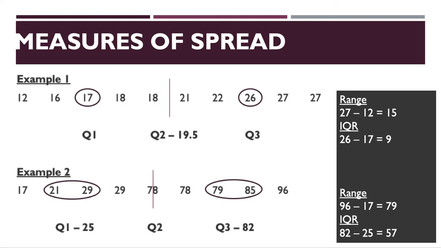Notice the range and IQR for the second example is much larger than the range and IQR for the first example, which makes sense because there's much more variation in the second example, meaning the numbers are much more different than each other. They are much more spread out. Notice 96 is significantly different than 17 in the second example. Compared to the first example, in which the highest is 27, yet the lowest is 12. These two values are not that far apart from each other.